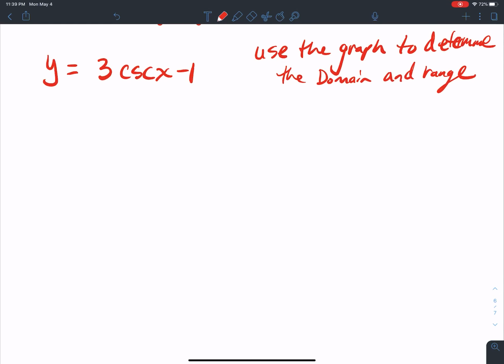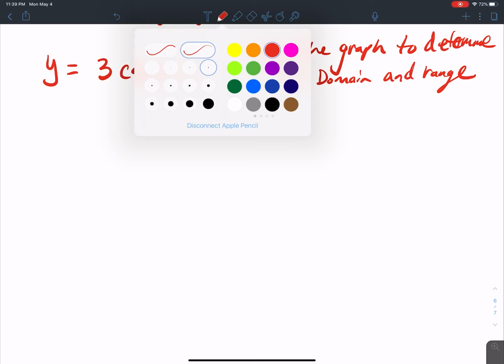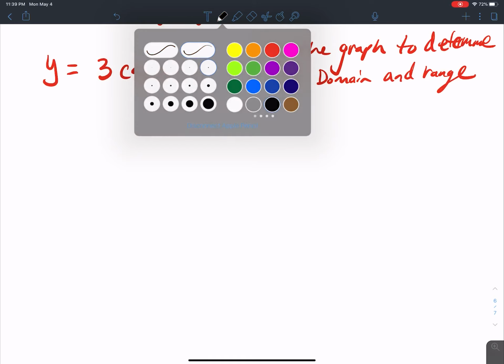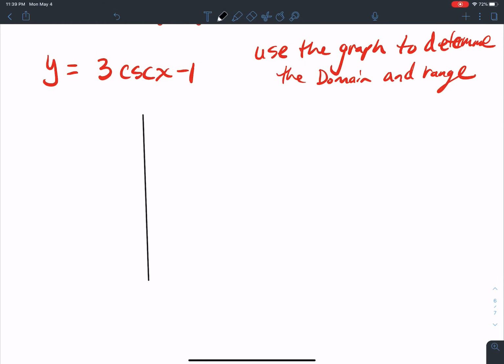All right, so how I'm going to graph this, I'm going to start out thinking about the reciprocal. So cosecant x is 1 over the sine of x. So I know I'm going to graph the sine. Now this is 3 cosecant, so I'm going to do 3 sine here.